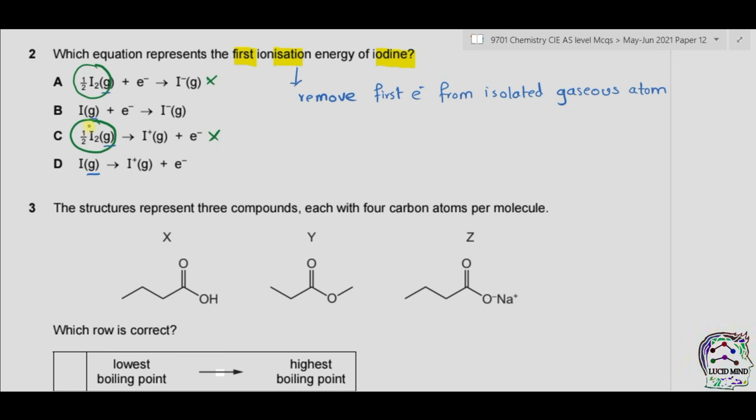Now, among B and D, we can see that in B, 1 electron is added. This is electron affinity, it is not ionization energy, while in D 1 electron is lost to make it unipositive ion. So D describes the correct equation for the first ionization energy of iodine.